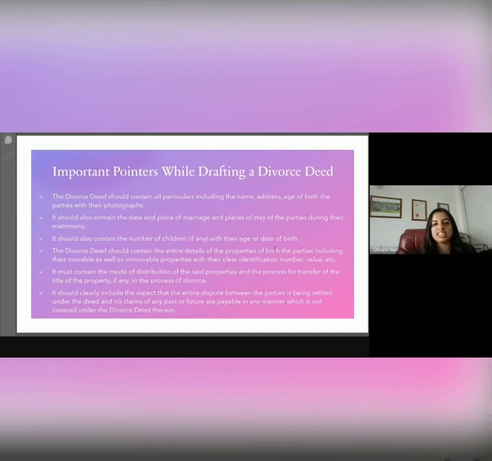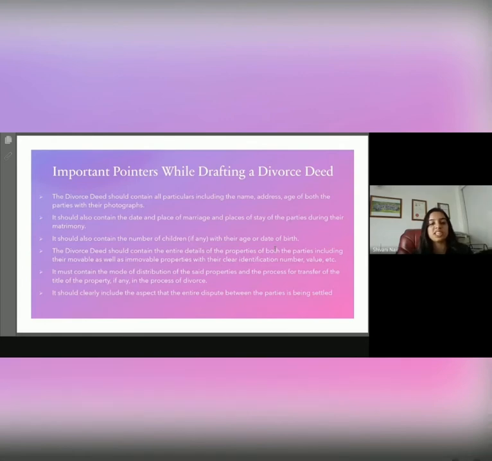A divorce deed should contain the entire details of the property that they both have, such as joint property or the individual properties which they have under their names, including the movable as well as immovable properties with a clear identification number, the value of the property, whether they have sold it, whether it's pending, whatever the reason is. Whatever the details of the property are, they have to be mentioned in the divorce deed.